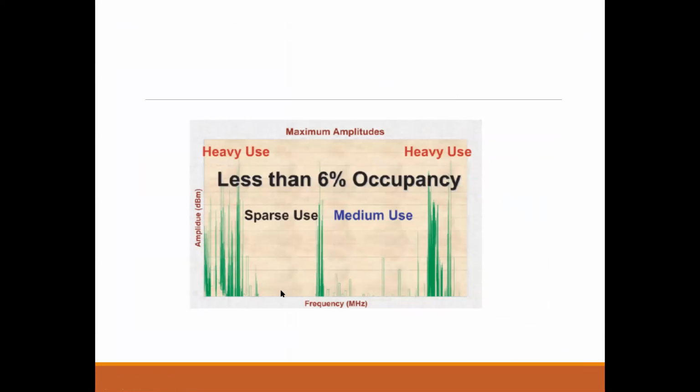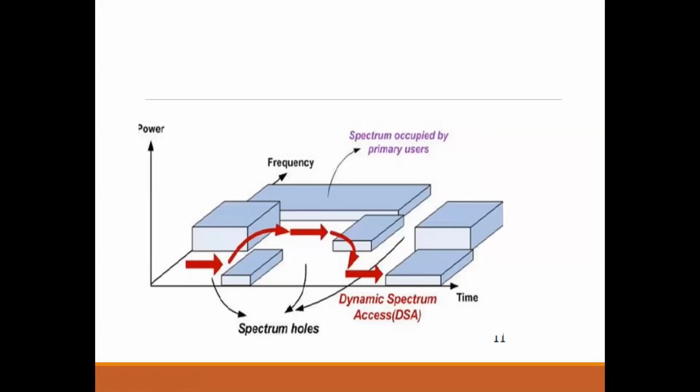If you check the maximum amplitude of the spectrum in the power spectral density, frequency versus amplitude in dBm, they have segregated heavy use, medium use and sparse use. This is how they check how the spectrum is being used. So now the question is, can we do something in the region of medium use and sparse use to improve the efficiency and achieve a better utilization factor, right?